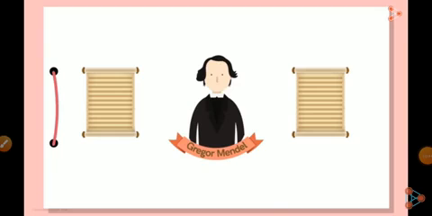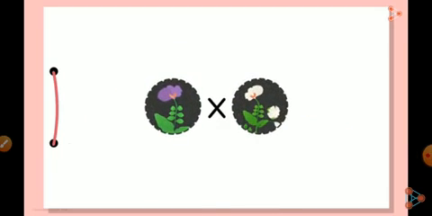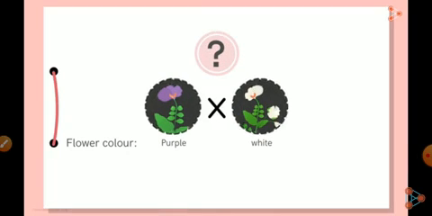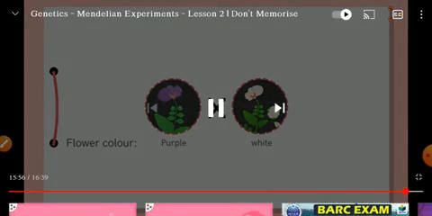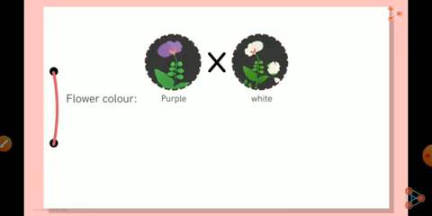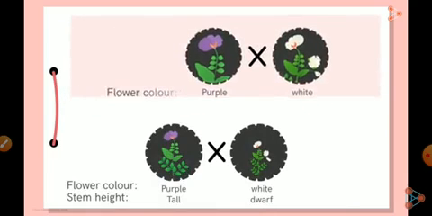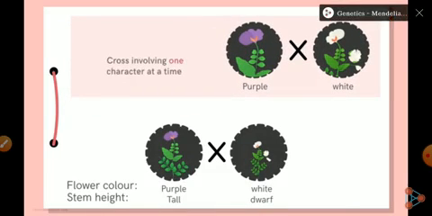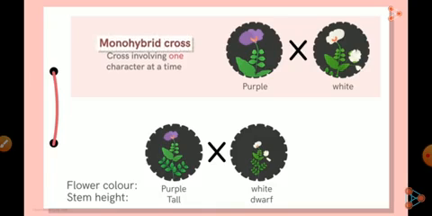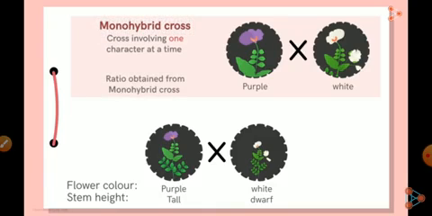So far, we've seen how Mendel crossed plants and studied one character at a time. Do you think he always crossed only a single character at a time? No. After he completed crossing all the characters individually, he crossed 2 characters at a time, followed by 3, and so on. The cross involving one character at a time is called monohybrid cross. So whatever we've learned so far was a monohybrid cross. And the ratio obtained after the cross is nothing but a monohybrid ratio.